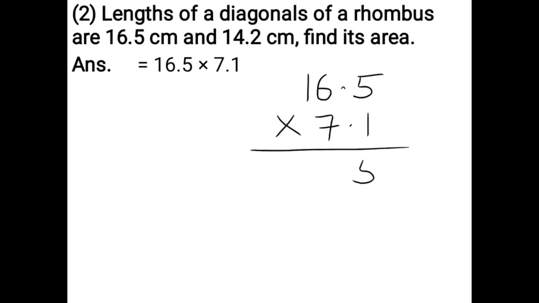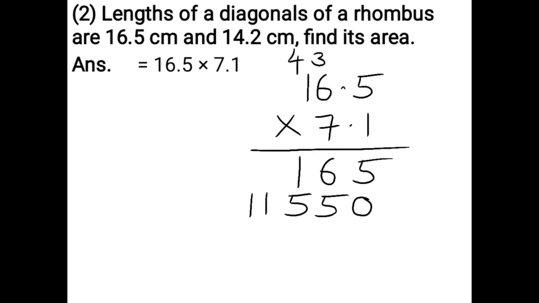1 5 is 5, 1 6 is 6, 1 1 is 1. If you are multiplying the next digit, take 0. 7 5s are 35. 7 6s are 42, plus 3, 45. 7 1s are 7, plus 4, 11. Now I have to add these numbers.